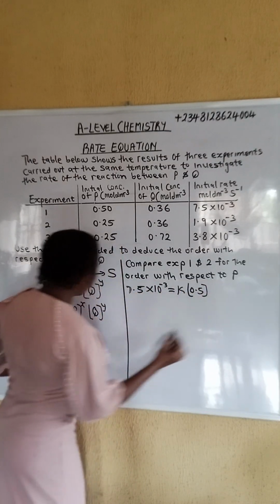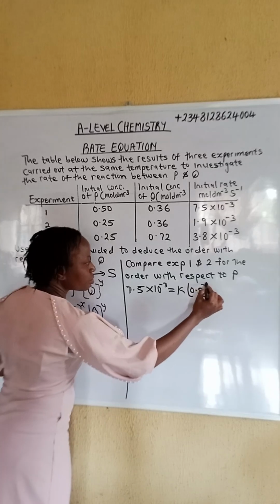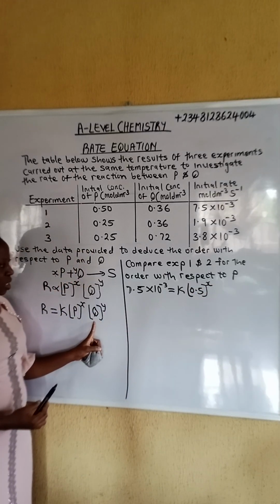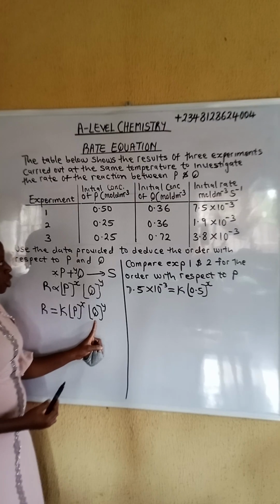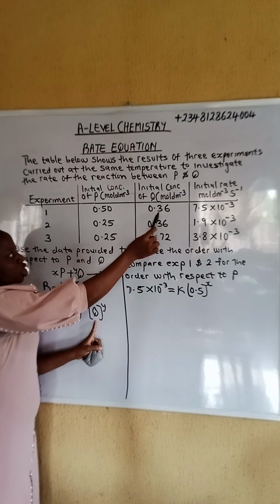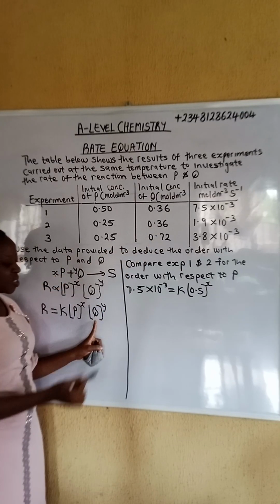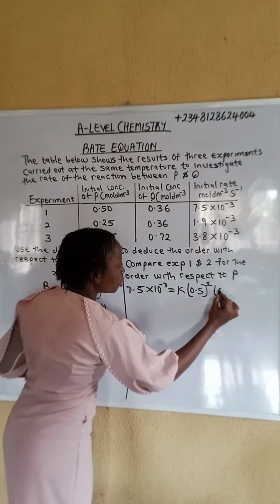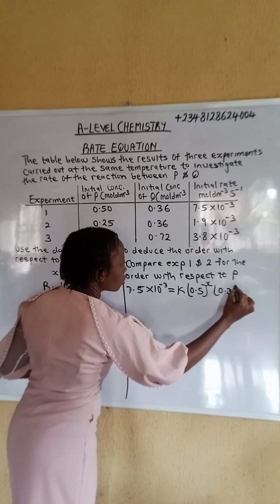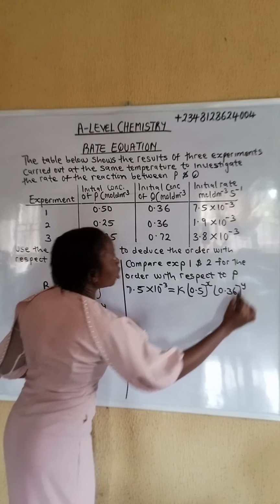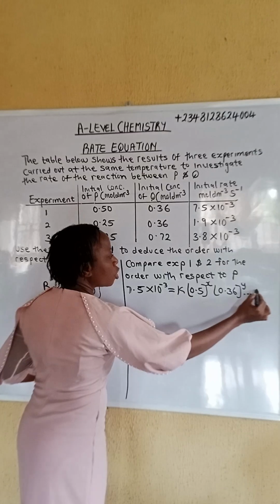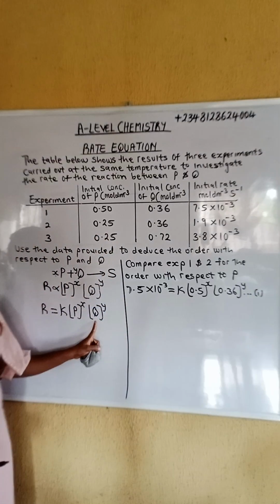0.50, then to the power of what? Of X. Then let's consider experiment Q. So we have concentration Q equal to 0.36, so 0.36 to the power of what? To the power of Y. So we call this one what? Equation 1. Let's consider it to be equation 1.